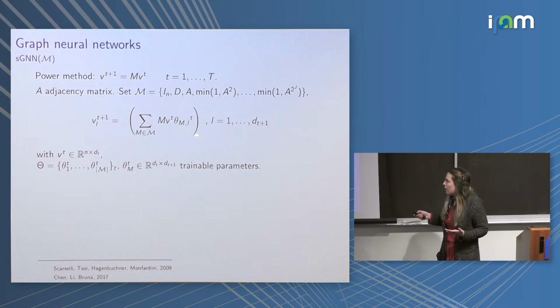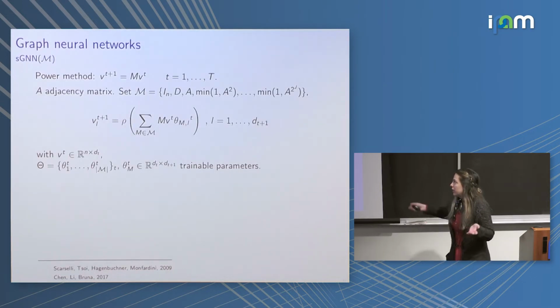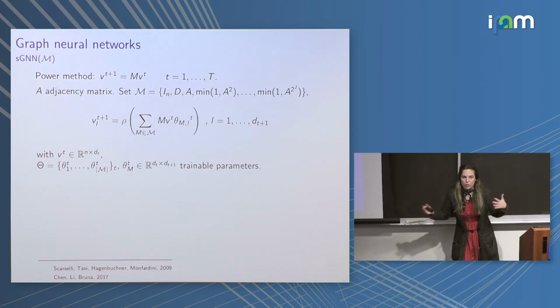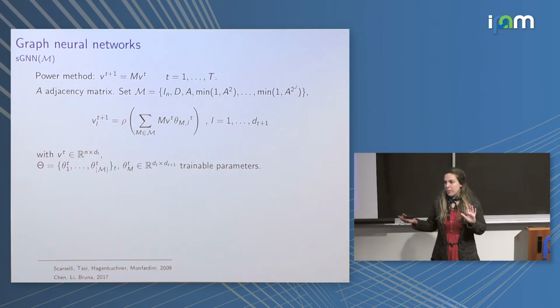Now my parameters are going to be of size n times dt times dt plus 1, the number of vectors that I'm embedding at each layer. And then you can just use a nonlinearity. And this is a way to construct one graph neural network as a generalized version of a spectral method.